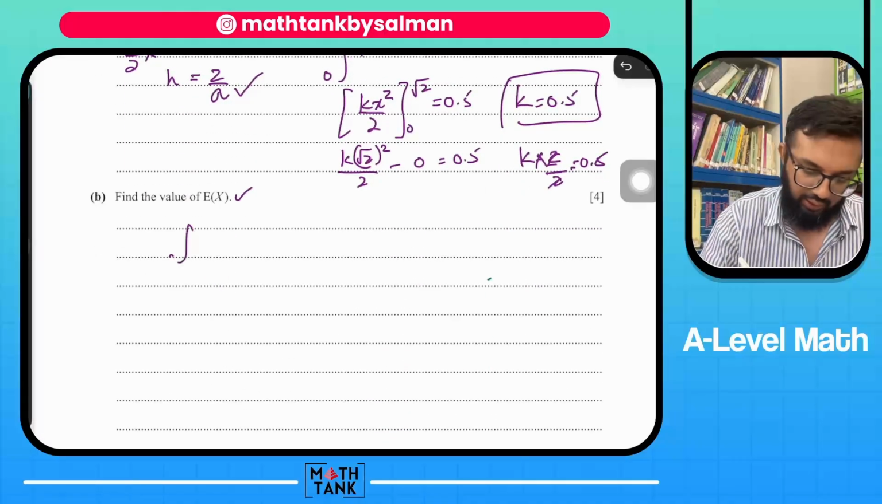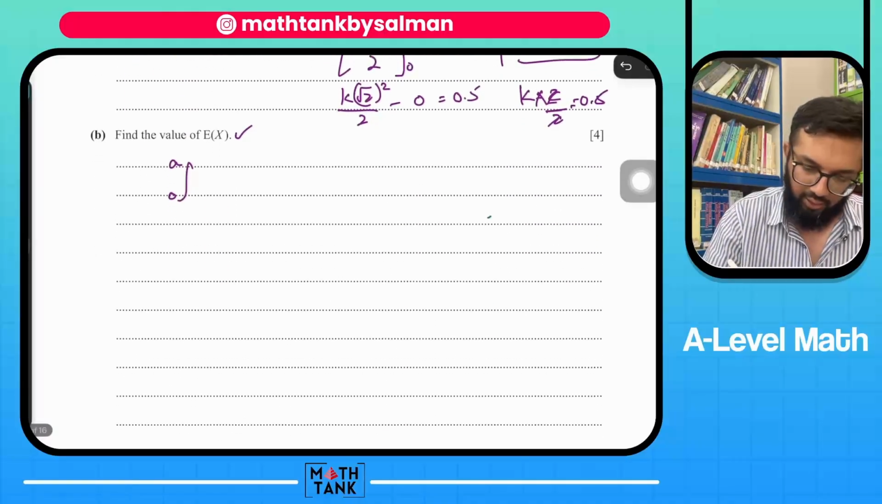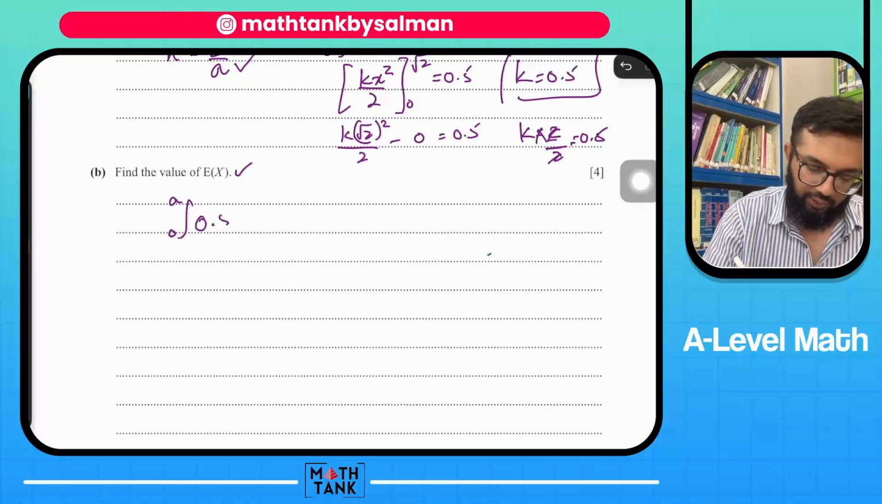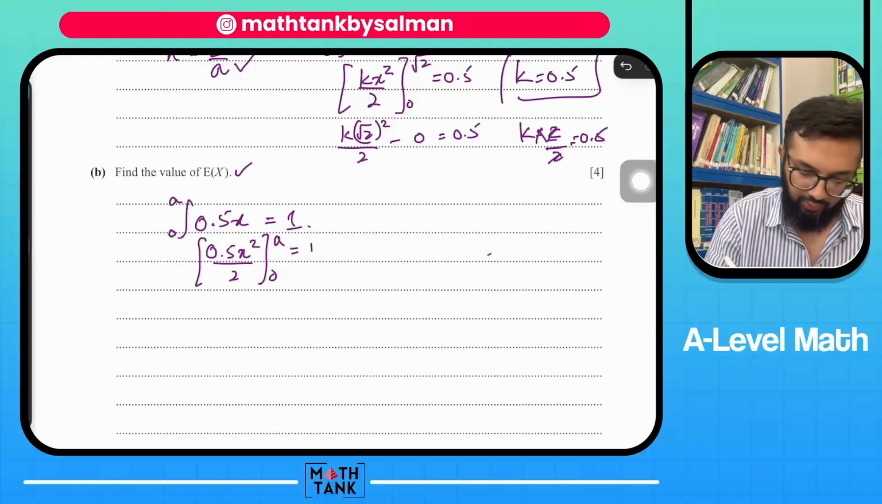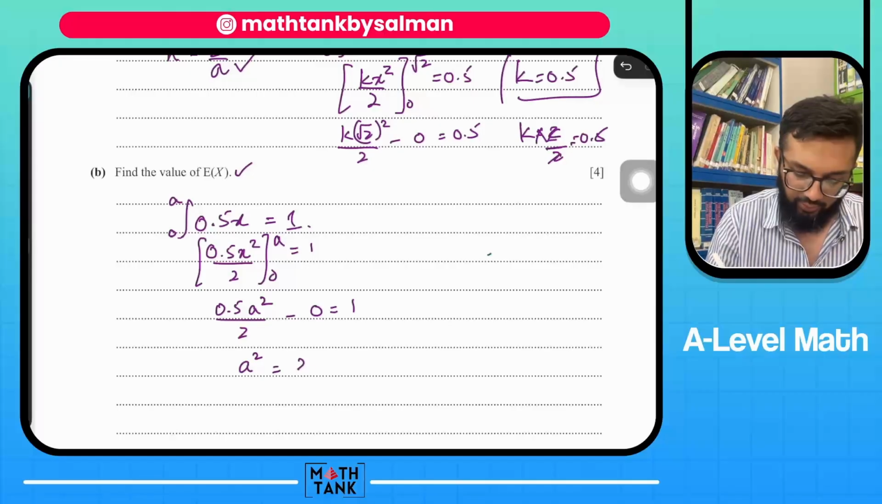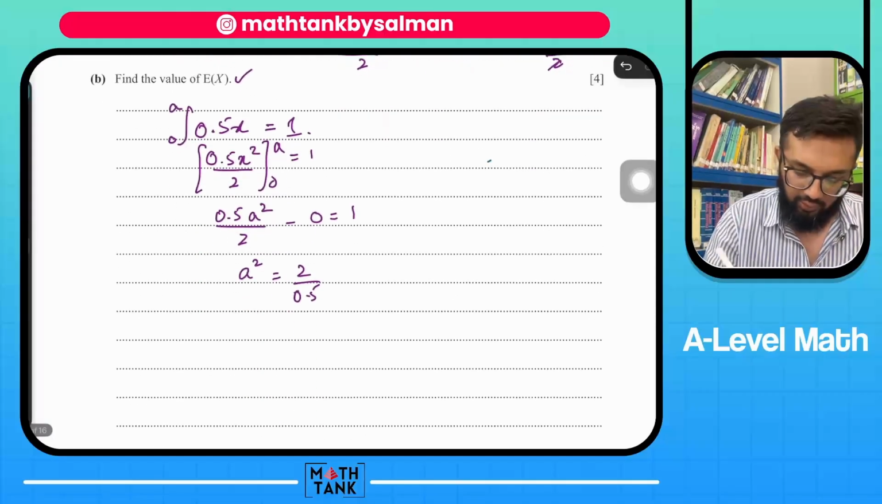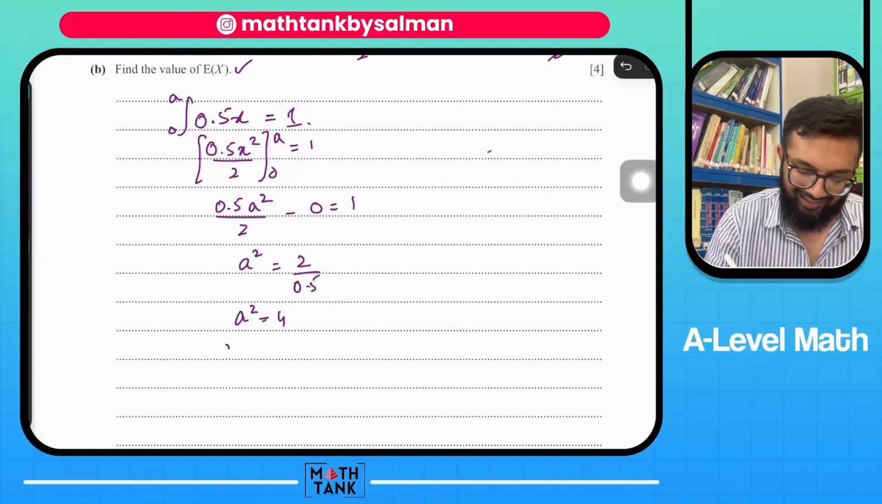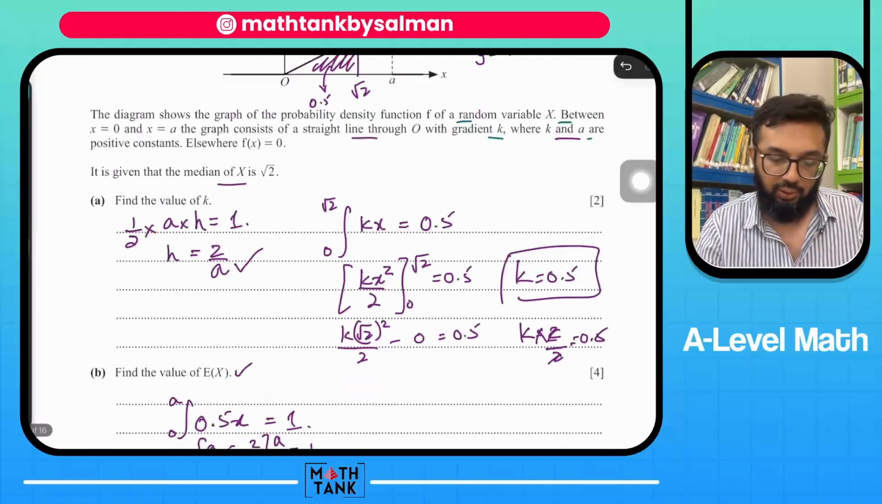Okay, now I can say that from 0 to a, the equation of the line is 0.5x. That should equal 1. So 0.5x squared over 2 from 0 to a equals 1. So 0.5 a squared over 2 minus 0 equals 1, so a squared is then 2 over 0.5. a squared is then 4. a should be plus and minus 2, but I'm just going to take it as 2. So 2 is the value of a.